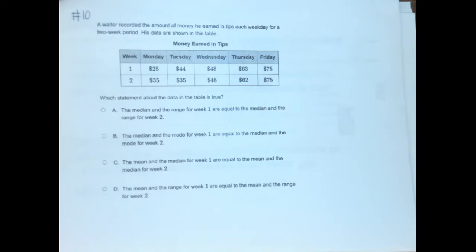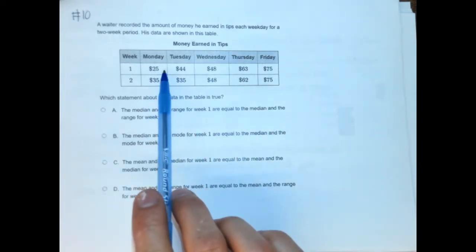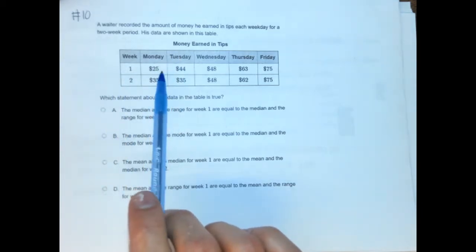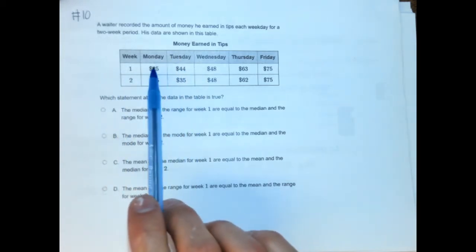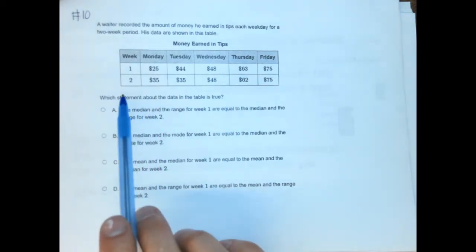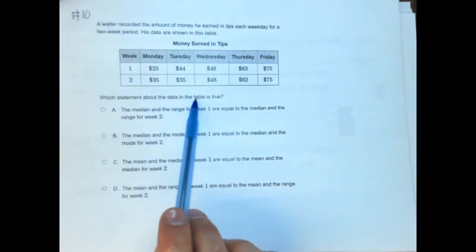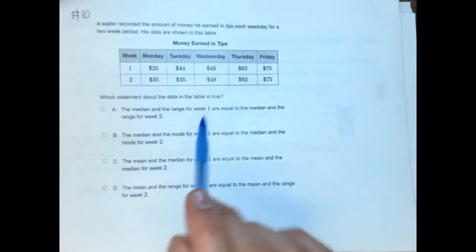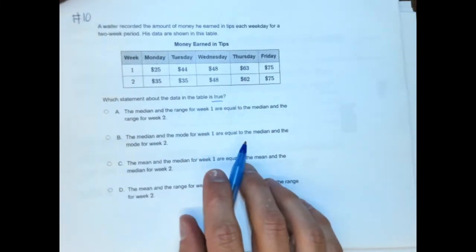All right, number 10. A waiter recorded the amount of money he earned in tips each weekday for a 2-week period. His data are shown in this table. So we have a 5-day table here. We have week 1, and in each day is shown the value of tips that this waiter received. Okay, and then we have 4 statements. It's asking us which statement about the data in the table is true. So that means one of them is true and the rest are false.